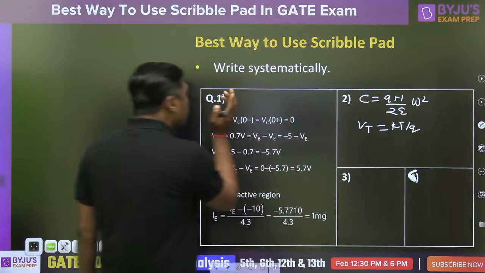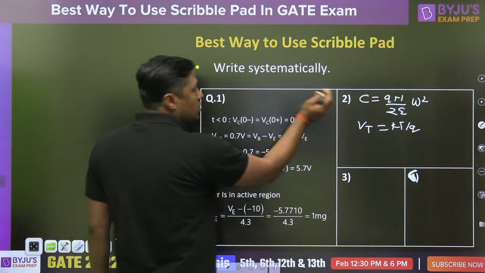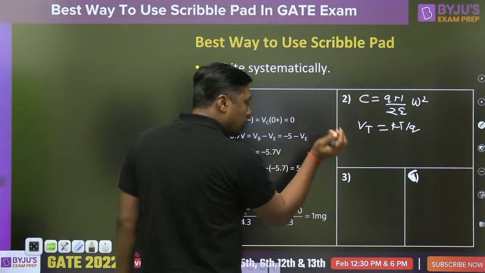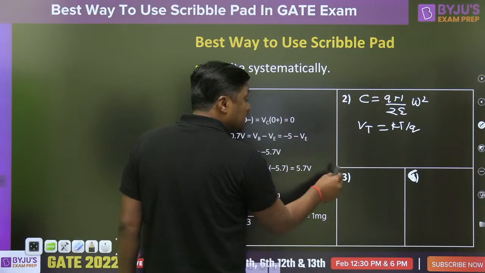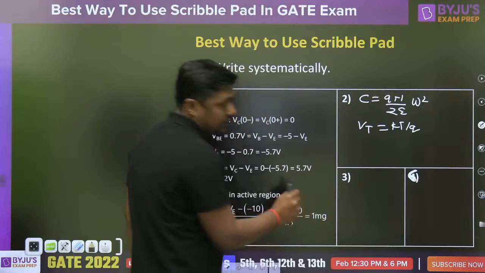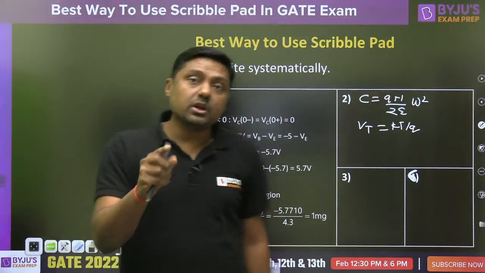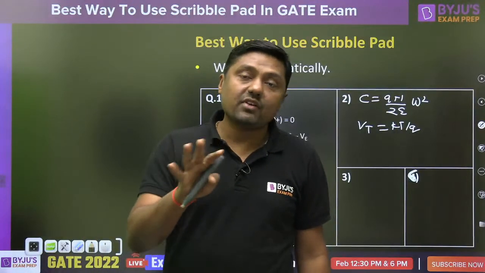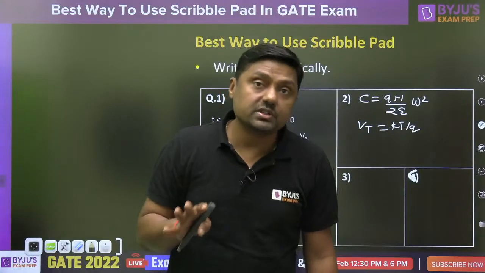Suppose you are able to solve the first question, write question number 1. Able to solve the second question, write question number 2. If you are not able to solve the third question, then you can write question number 4 here, but in a sequence manner: 1, 2, 3, 4, 5, 6, 7, 8 and so on. That should be in sequence.